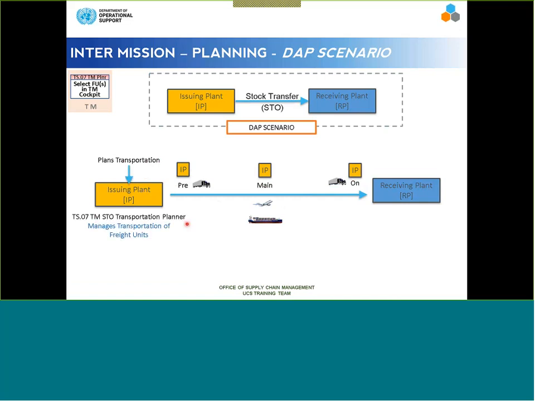TS07. Okay, so the TS07 in the issuing plant would have to go into TM, review the DTRs and freight units assigned to them, and plan transportation for the whole process. This makes sense, and DAP is probably the Incoterm mostly used for STOs. Okay, so it makes sense that the issuing plant manages the transportation from beginning to end. They will be responsible not only for managing the transportation, but also submitting events, as we'll see later on.